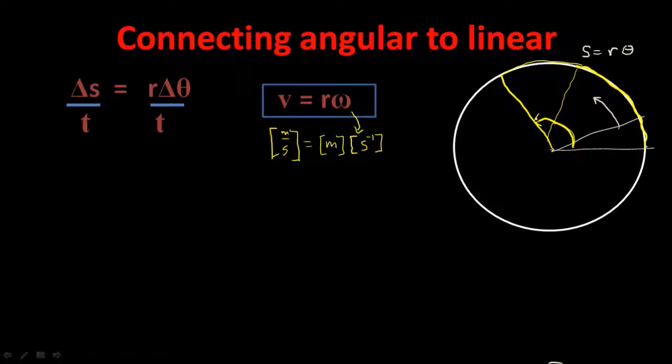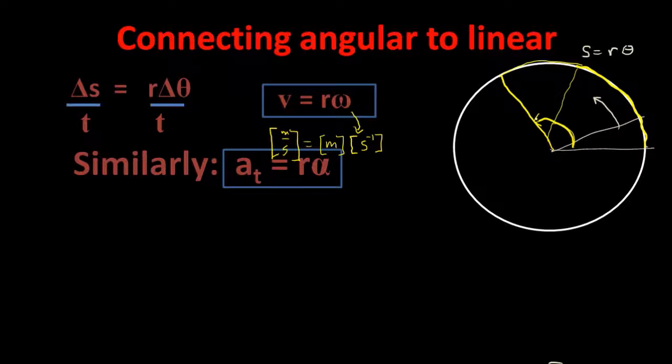Similarly, if we looked at the change in velocity divided by time, that would be r times the change in omega divided by time. And so we would get that the acceleration, that's change in velocity divided by time, is r times the angular acceleration alpha. And a unit check would be meters per second squared equals meters times radians per second squared, and the radians vanish. Now, what do I mean by that little t right there?